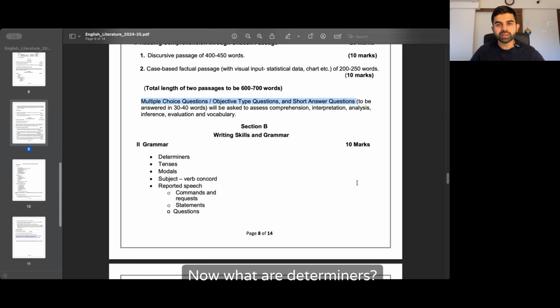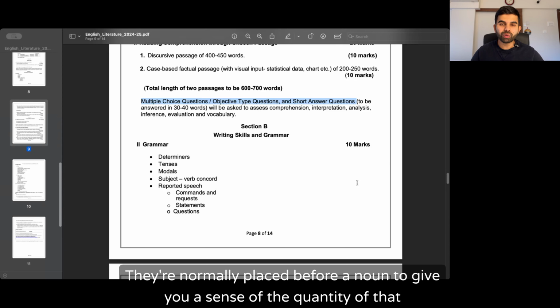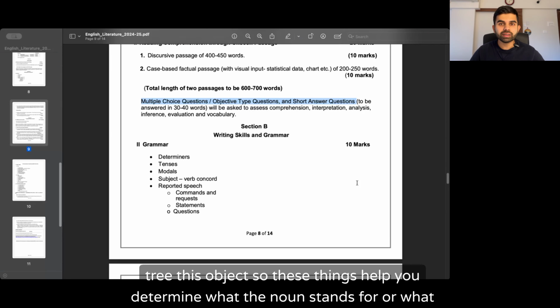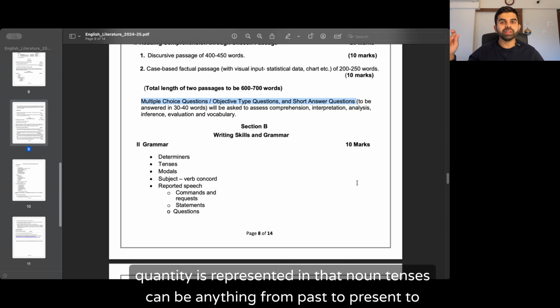Now, what are determiners? They're normally placed before a noun to give you a sense of the quantity of that particular object. For instance, a and an. So, a chocolate, an apple, that tree, this object. So, these things help you determine what the noun stands for or what quantity is represented in that noun.